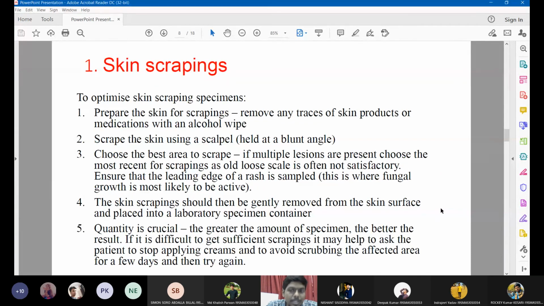Then the first thing is skin scrapings. In all three types of specimens, the first thing is we will remove any debris from the skin with the help of an alcohol wipe. Then we will go for scraping with the help of a sterile blade. Then we will choose the best site where we will get the maximum amount of sample, and the quantity of sample matters a lot. The greater the quantity, the better the results.